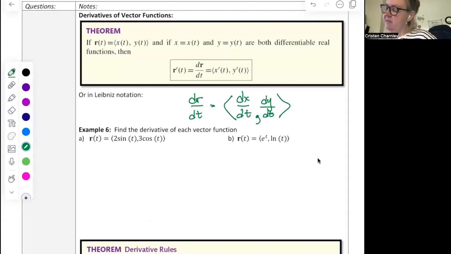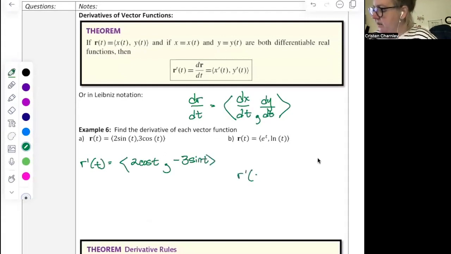So find the derivative of each vector function. Yes, it is that straightforward. So r prime of t is going to be 2 cosine t and -3 sine t. Finished. Letter B, r prime of t is going to be e to the t and then 1 over t, but I forgot my brackets. There you go. Derivatives, no problem.